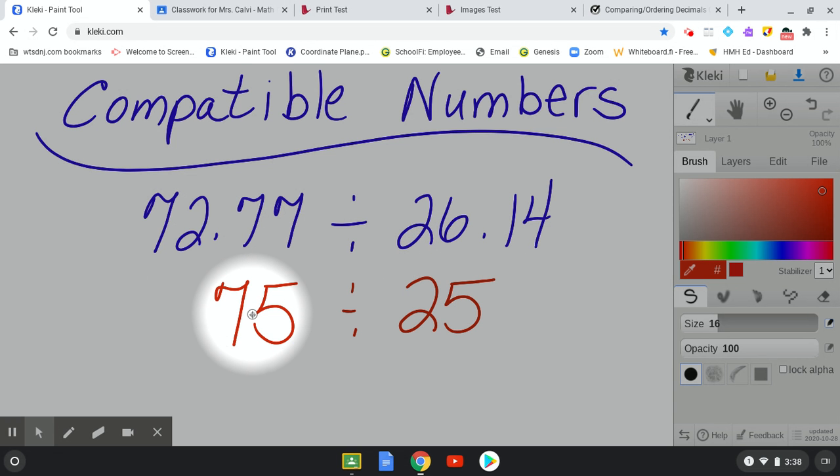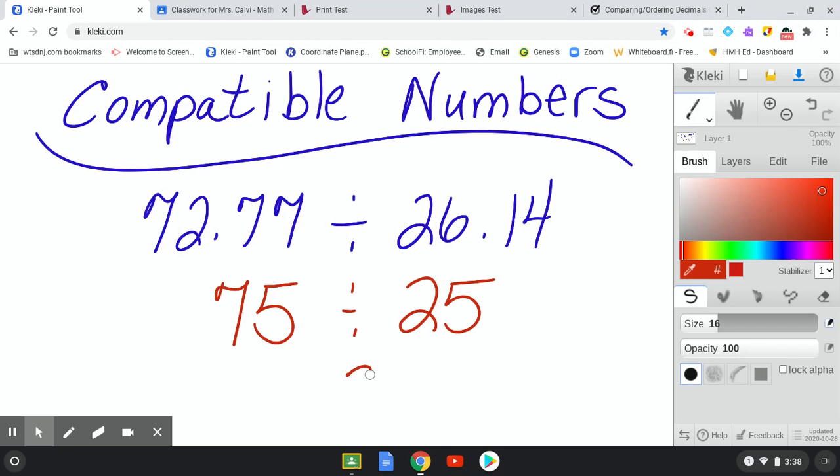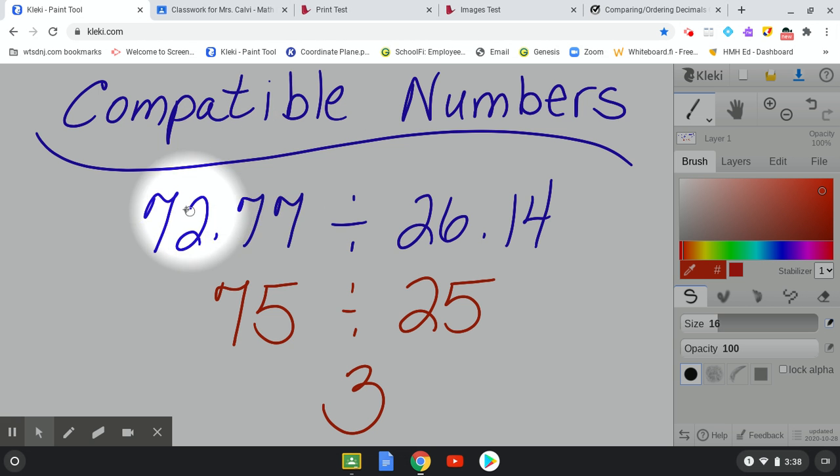But I know I can do 75 divided by 25 pretty easily. Think of money, right? 75 cents divided by 25 cents. Well, or how many 25s are in 75? And the answer is 3. Okay, so compatible numbers means to change the numbers they gave you to something that's close that doing the math would be easy. All right, let's try one more like that.